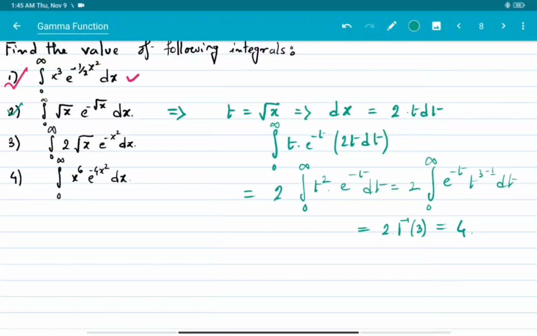So this is how we deal with this sort of problem, and the rest, 3 and 4, I am leaving up to you. You can do it yourself and send it to me at my mail ID.